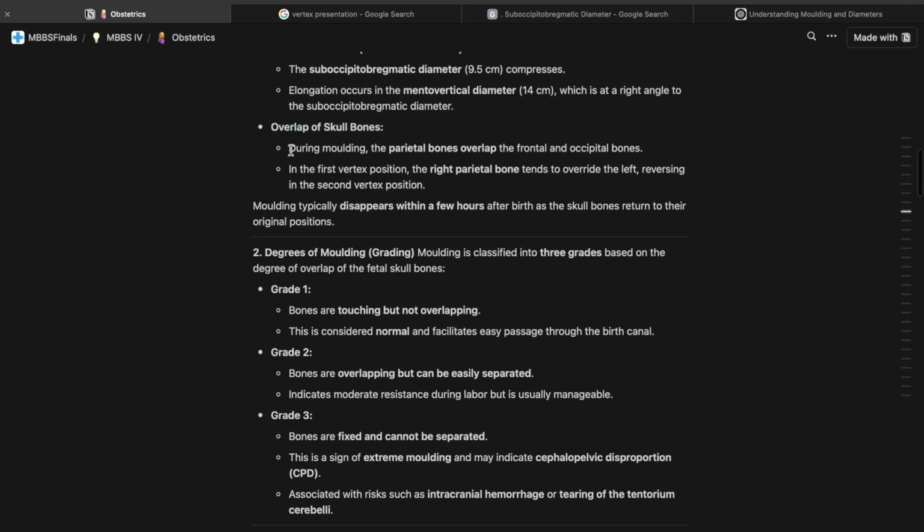Overall, the overlap of skull bones. During molding, the parietal bones overlap the frontal and occipital bones. In the first vertex position, the right parietal bone tends to override the left, reversing in the second vertex position.